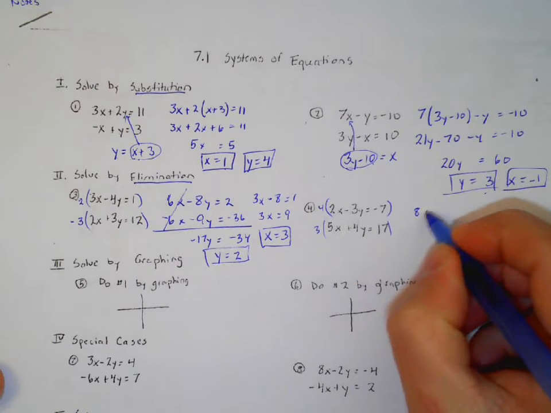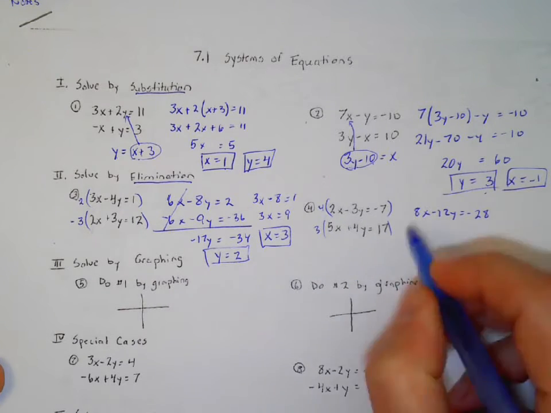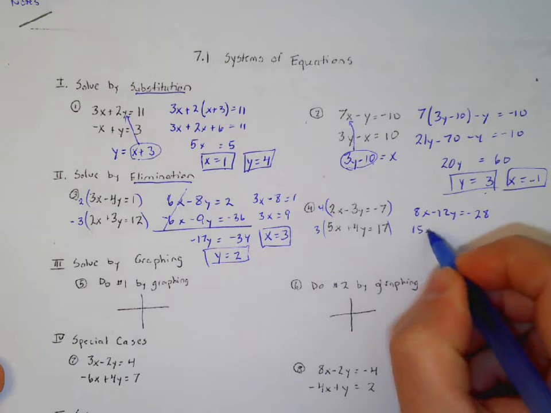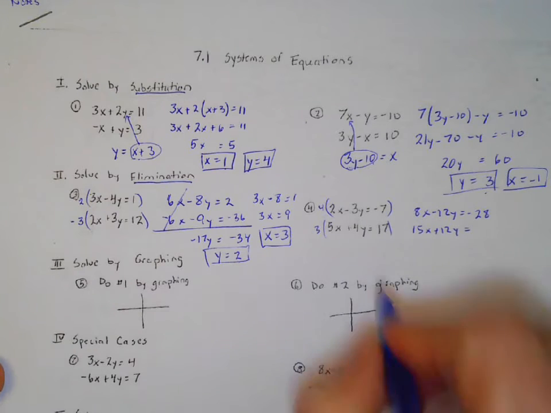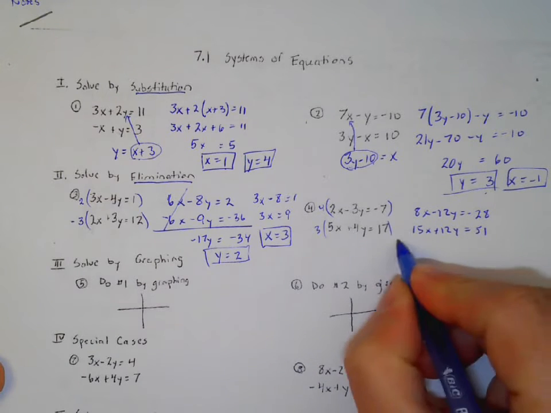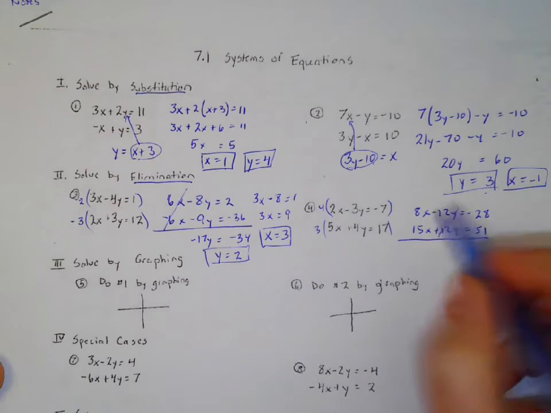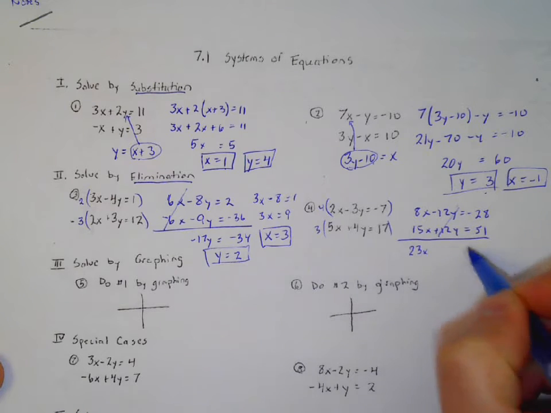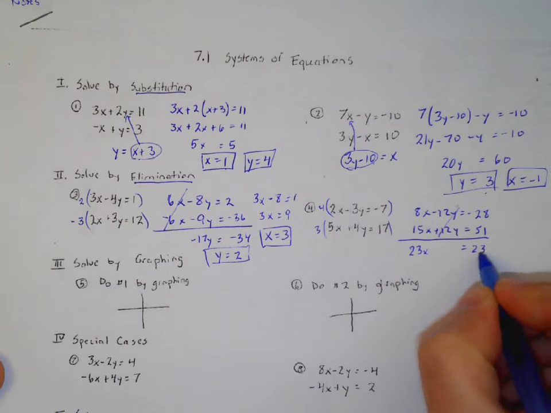That gives me 8x minus 12y is equal to negative 28, and 15x plus 12y equals 51. Okay, notice the y's eliminate now. 23x equals 23. So x equals 1.